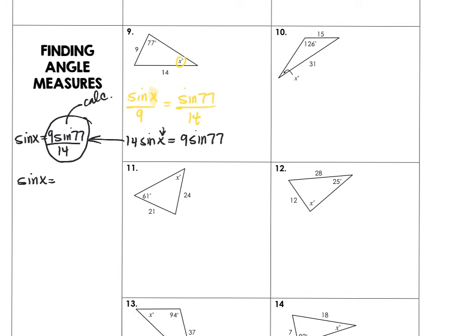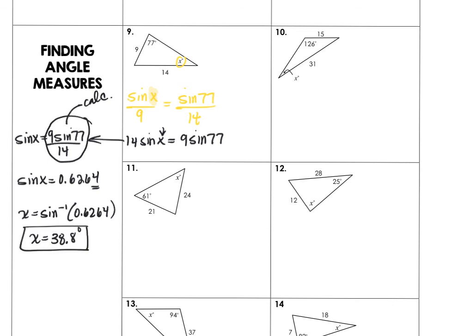So multiply 9 by sine of 77, divide by 14, and we're going to take it to 4 decimal places just to get a more accurate approximation. We get sine of x is equal to 0.6264. So throw that in your calculator. And now we need x. So we're going to take sine inverse on both sides. And sine inverse and sine regular cancel each other out to get sine inverse of 0.6264. Throw that into your calculator, and you should get, rounded, approximately 38.8 degrees.